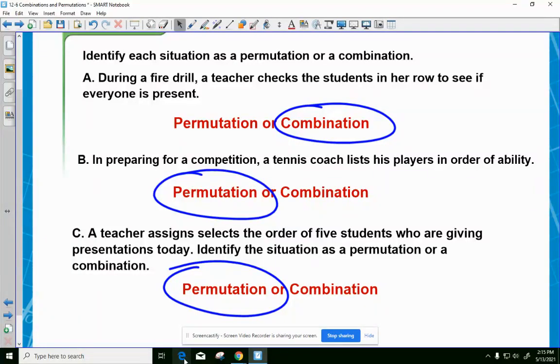How about the next one? Is that correct? Yes. The order matters, right? Player number one, we're not done, so I'm not sure why you guys are going, but I guess you think you need to leave. We have 4 minutes, though. What about the last one? A teacher assigns and selects the order of 5 students. If they selected the order, it matters.